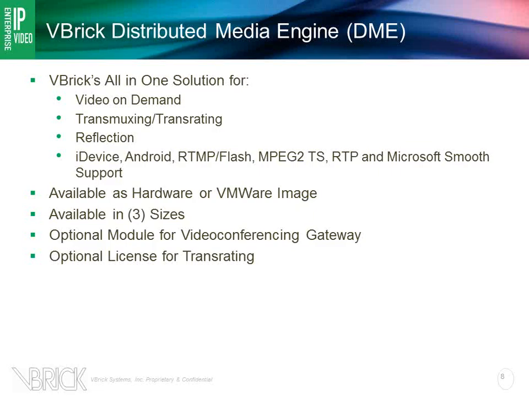So there's also another optional license, the transrating that we talked about, being able to take a 1 megabit stream or a 2 megabit stream and then offer it up in different bit rates is an optional module for that device as well. So we'll talk a little bit more about it when I show some diagrams here in a second.